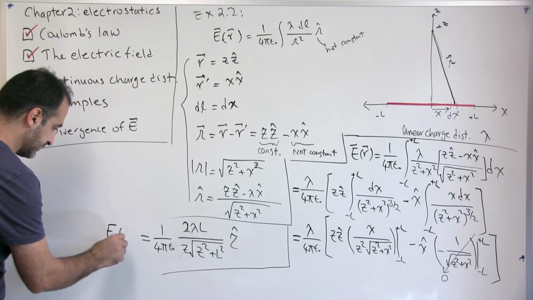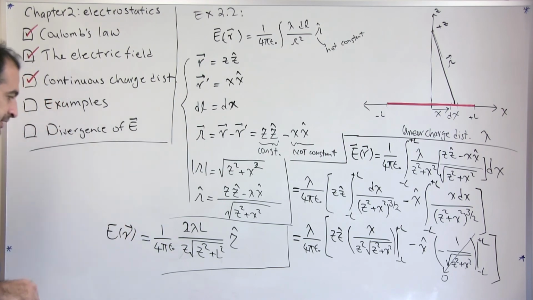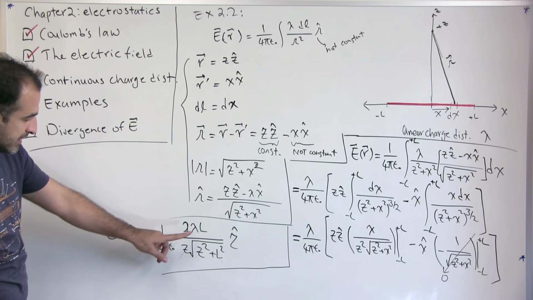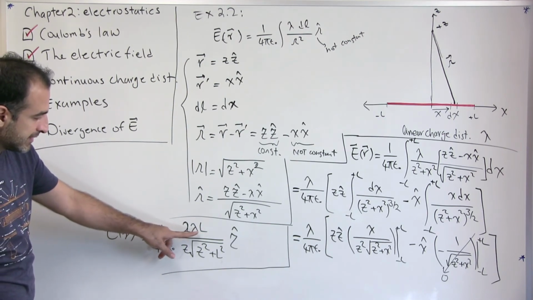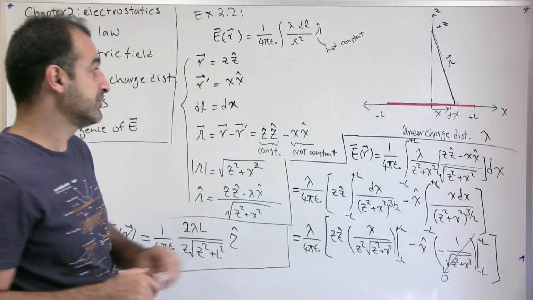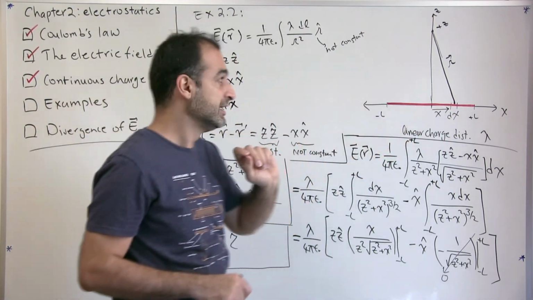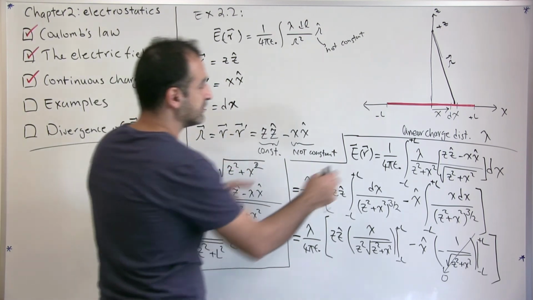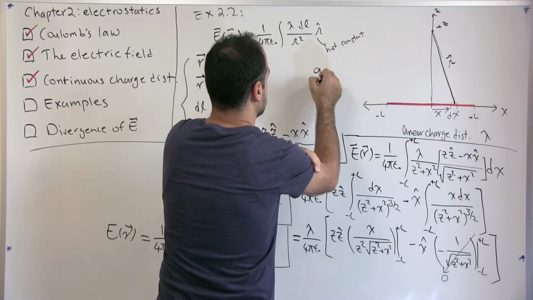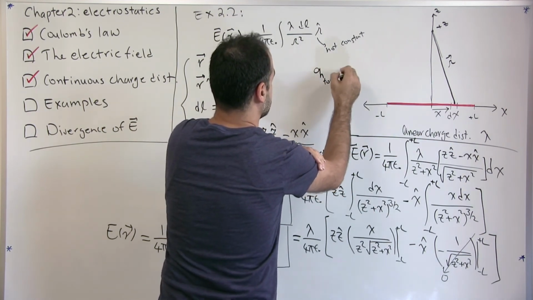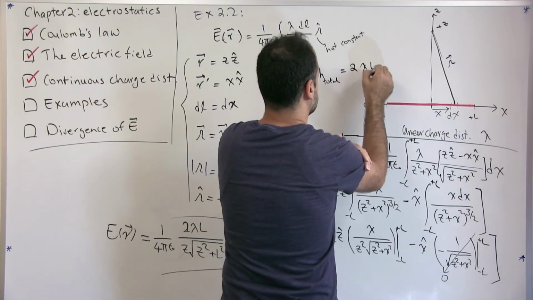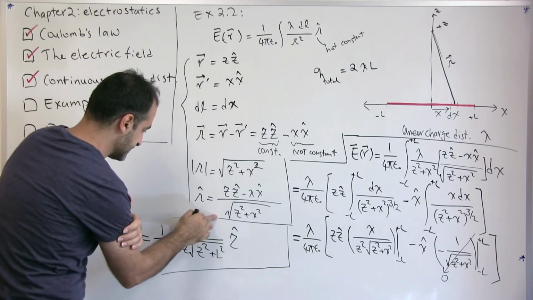This is the electric field that you get, in terms of the usual constant, 1 over 4 pi epsilon 0. In the numerator, we have 2 lambda L, and this 2 lambda L is in fact the total charge distribution here. If the charge density is lambda, the total charge distributed from minus L to positive L, which I'm going to call Q total, is lambda times this distance, which is 2 lambda L. So what we have here is actually the total charge.